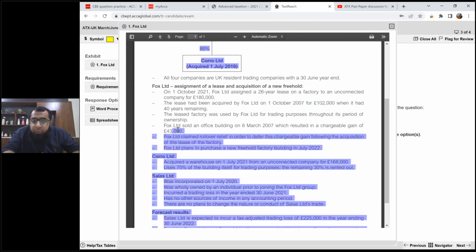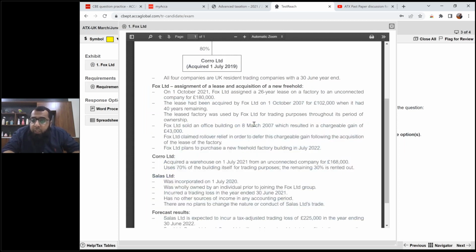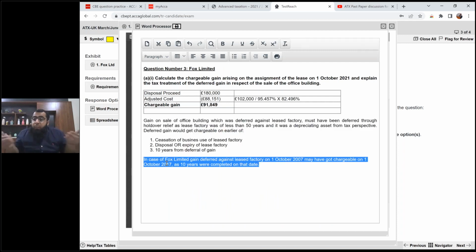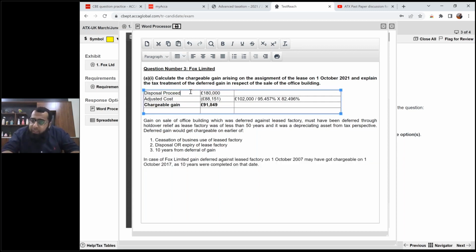Fox Limited sold an office building on 8th March 2007, which resulted in a gain of 43,000. This 43,000 pounds must have become chargeable in October 2017. You are mixing two things, my friend. This would be a big blunder. Disposal of lease is something different. 91,849 is a gain on lease. It will get chargeable separately. There is nothing to think about it. It's done.